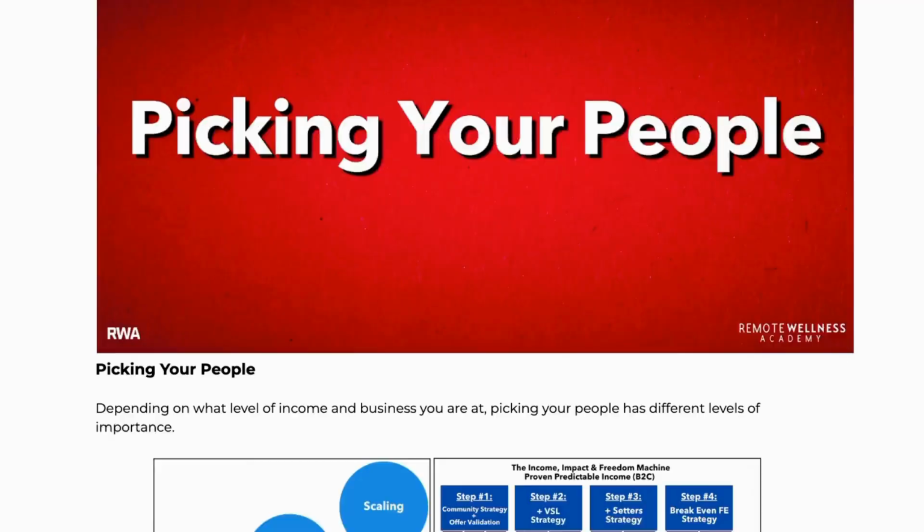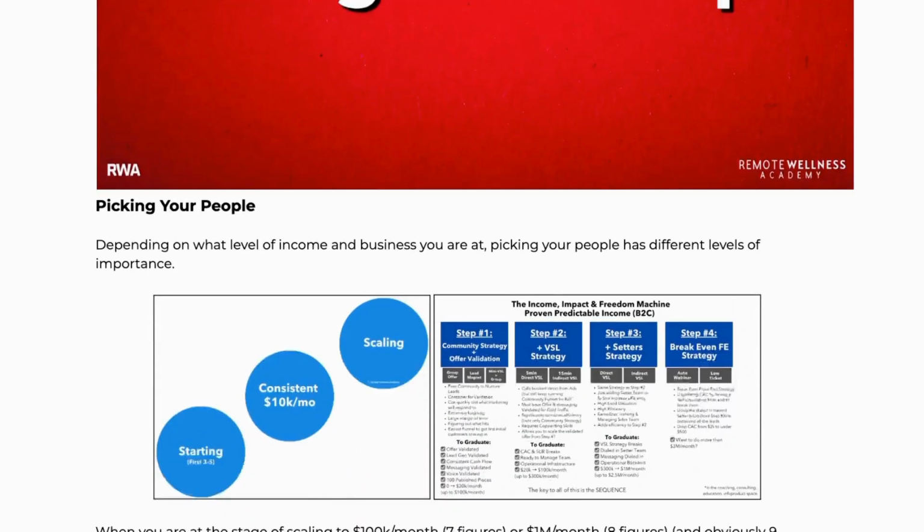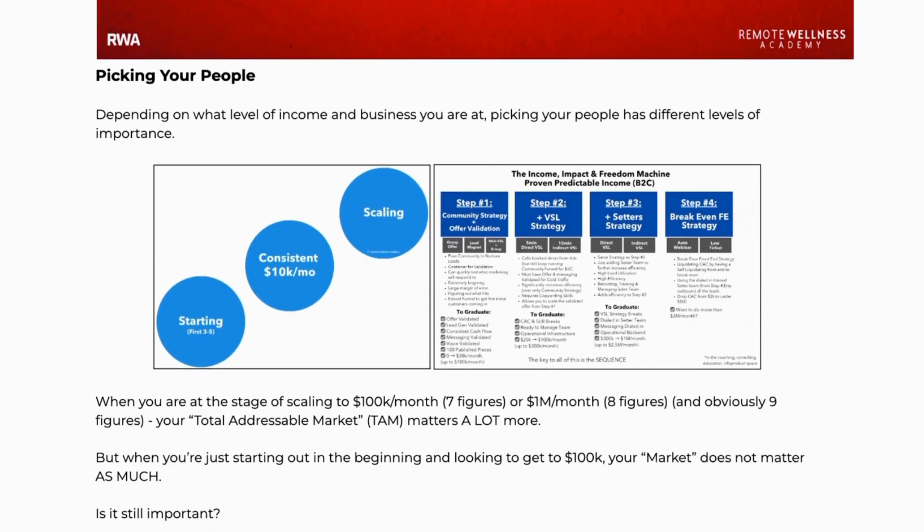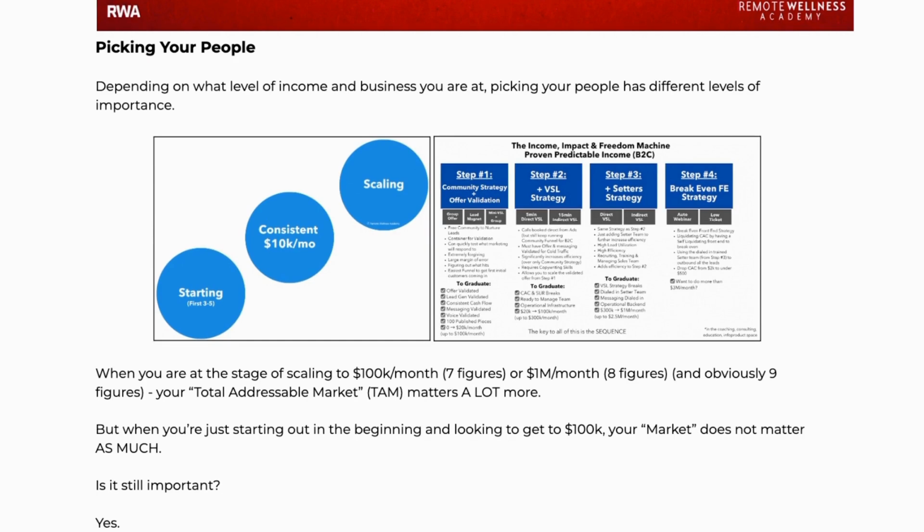All right. So let's go ahead and talk about exactly the importance of picking your people. Now, the big thing I want to clarify is that picking your people, right? Picking your customer avatar, picking your niche, picking your market, whatever way you want to call it, is going to have different levels of importance at different levels of income and business, right?